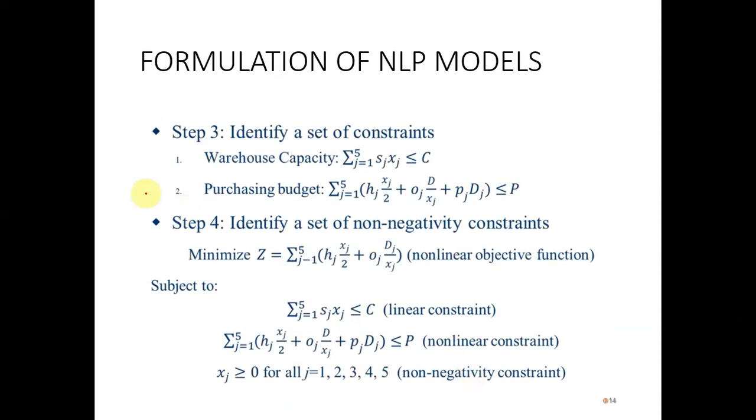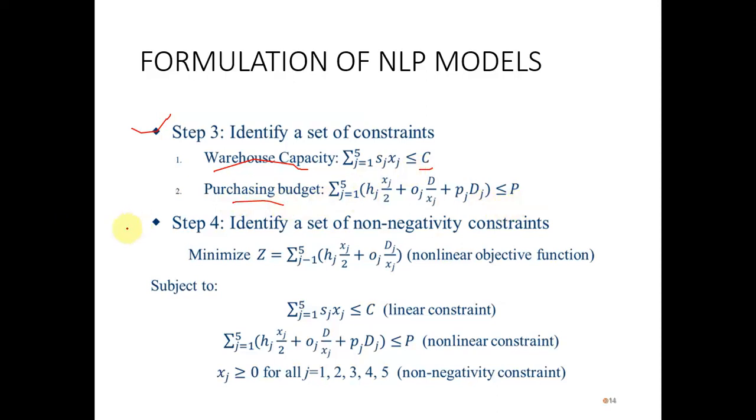Step 3: once we have the decision variable and objective function, we figure out the constraints. The first constraint, as I told you, is warehouse capacity. Sj is the storage space per unit of our product, times xj, the inventory of that particular product, is less than the total, which in this case is 200,000. And the purchasing budget of 1.5 million, so it's less than P.